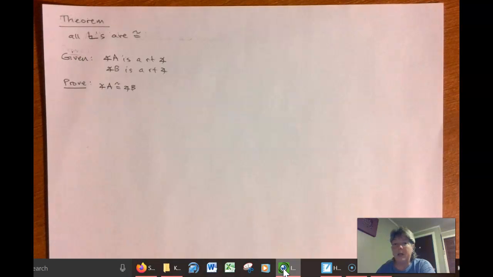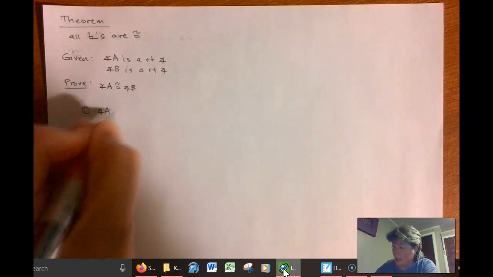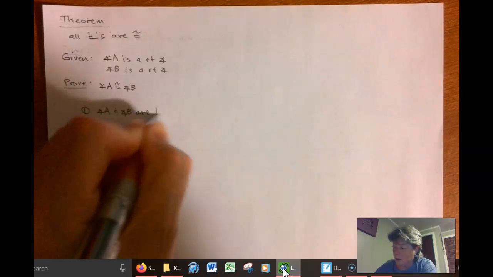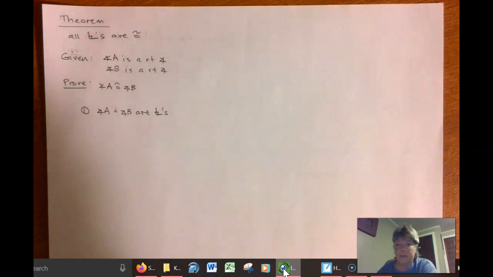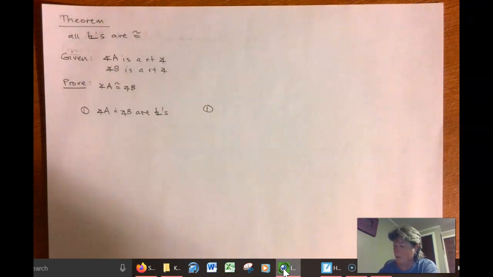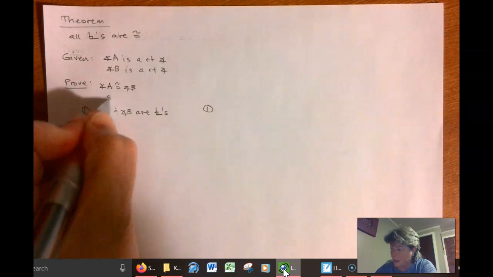So when you write your proof, you're going to start off with a statement that you know is true. So you're typically going to start off with a given. So our step one in our proof is going to be that angle A and angle B are right angles. So again, I'm going to use these symbols for right angle. And the reason for that, so I'm going to have my statements over here. So my statements are on the left-hand side.